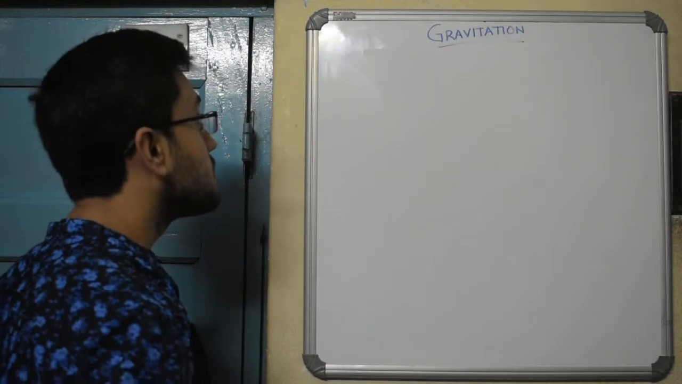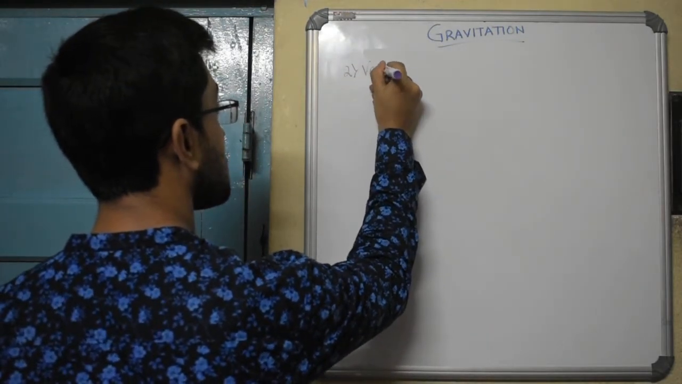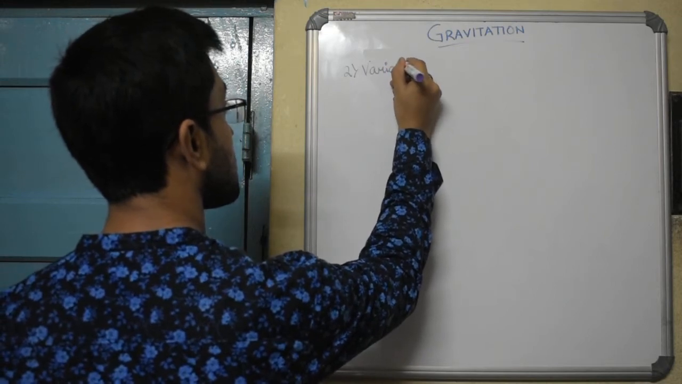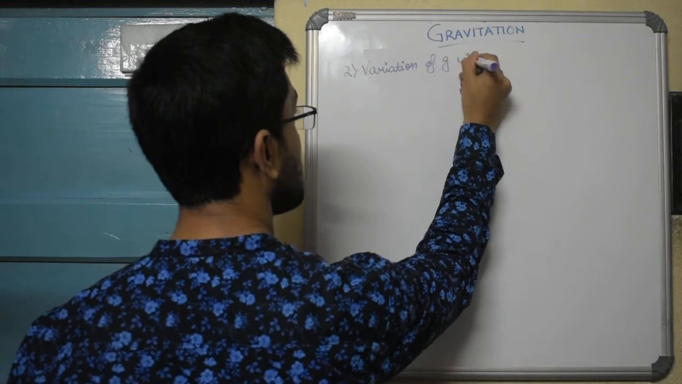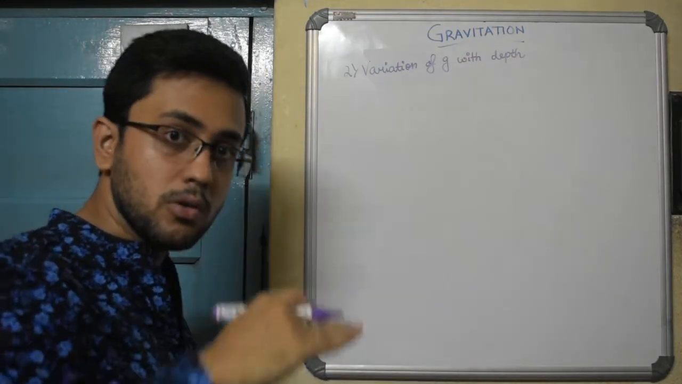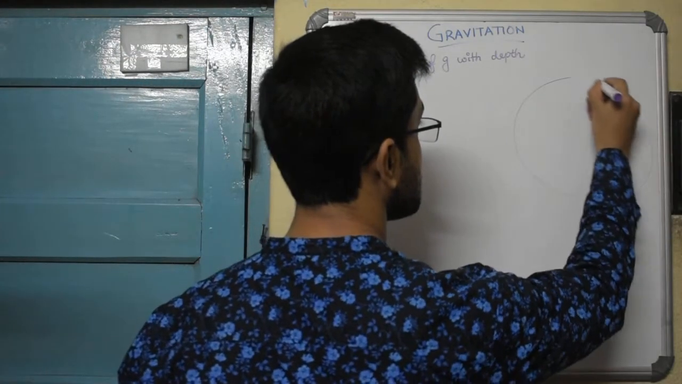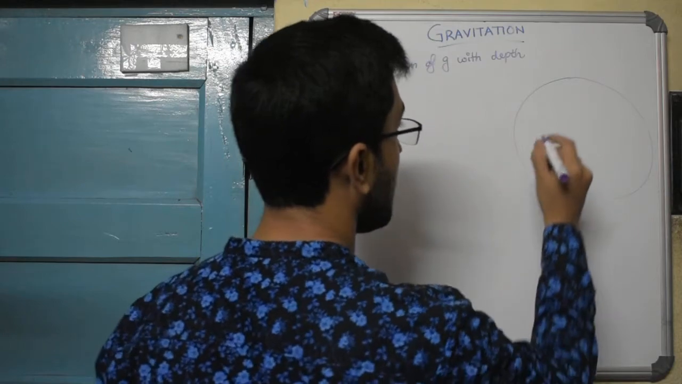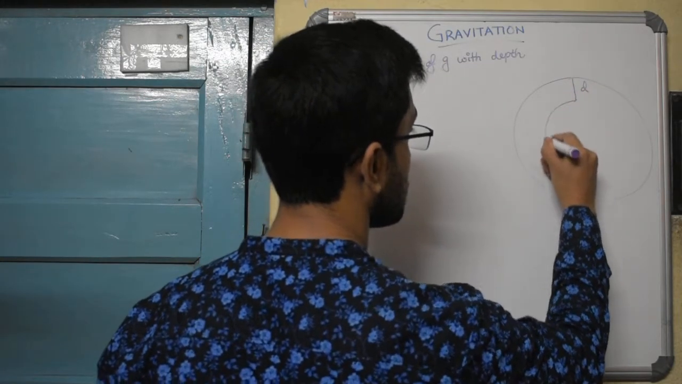The next variation is variation of g with depth. That is when you are moving below the surface of Earth. So again, let us consider that this is the Earth and you are somewhere here at a depth d below the surface of Earth.